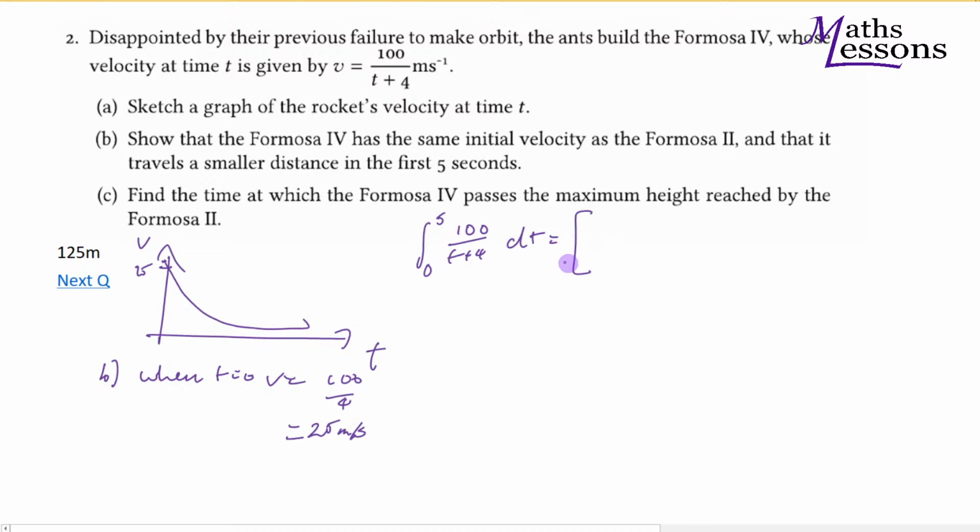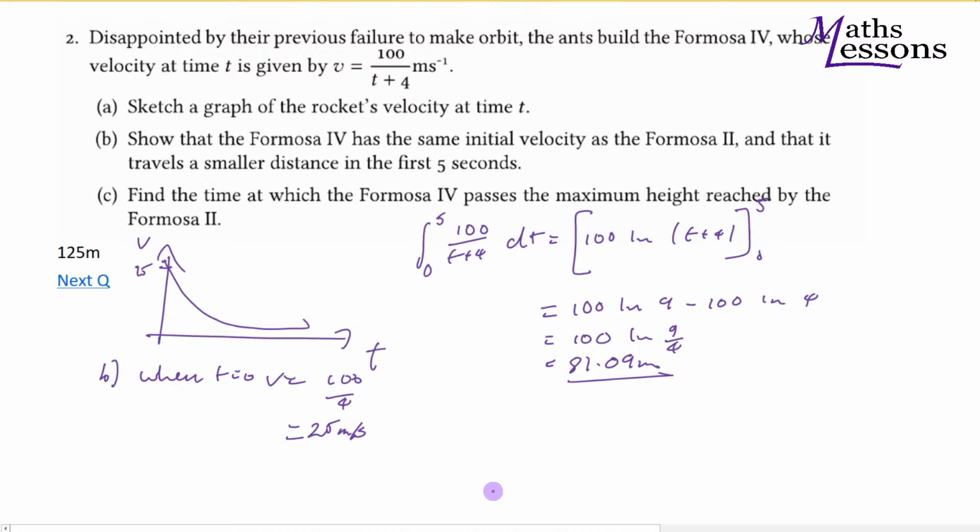So we integrate that and we're going to get 100 natural log of t plus 4 between 0 and 5. That's going to give me 100 times the natural log of 9 minus 100 times the natural log of 4. So it's effectively 100 natural log of 9 over 4. Take 100 out as a factor: natural log of 9 minus natural log of 4 is natural log of 9 over 4, which comes out to be 81.09 meters.